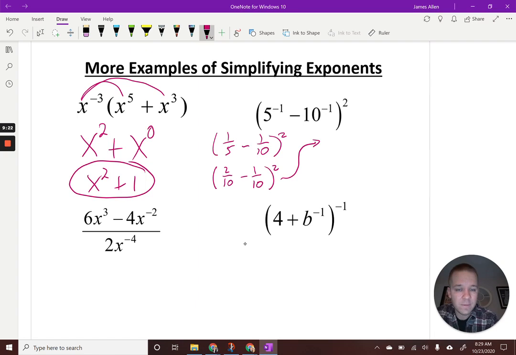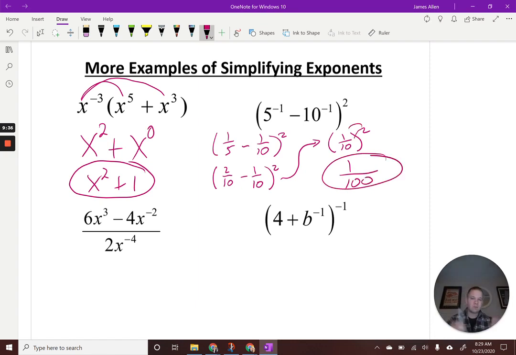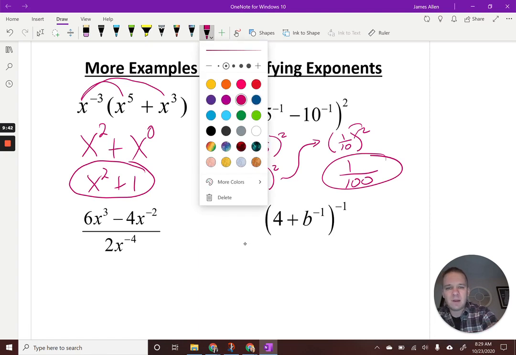So now I have 1 divided by 10 squared. Piece of cake now, right? 1 squared, 10 squared gives me 1 divided by 100. So I'm going to distribute that exponent in. I'm going to square the 1. I'm going to square the 10. Bingo, bango. Awesome. Cool. I'm in a color switching mood here. I'm going to go back to green.